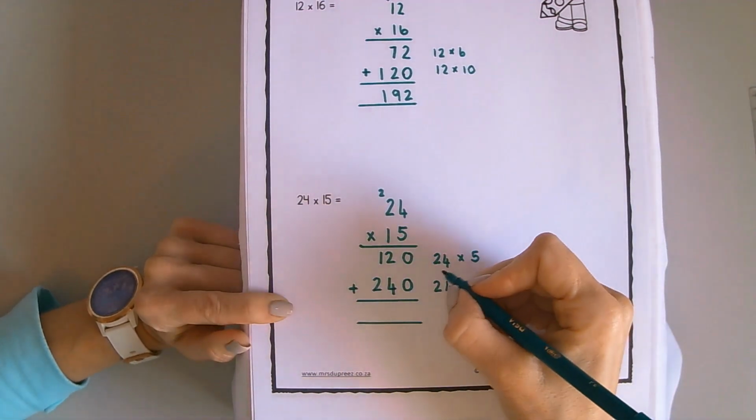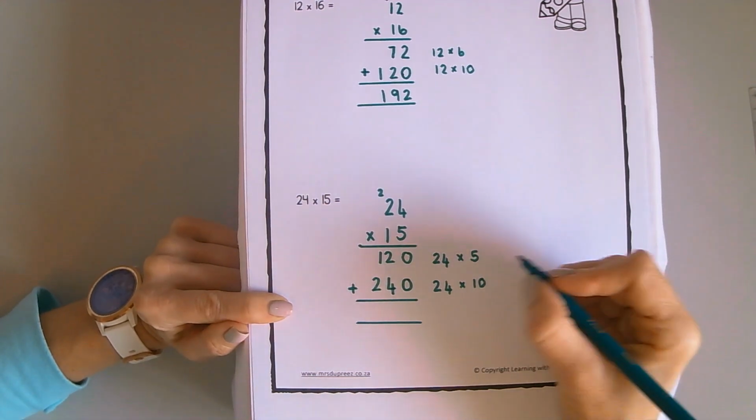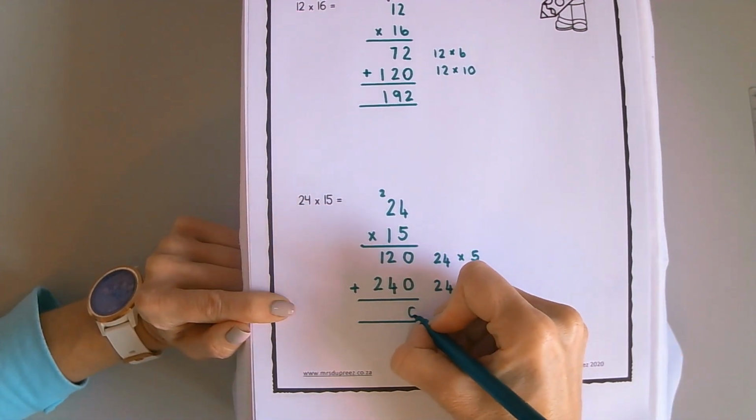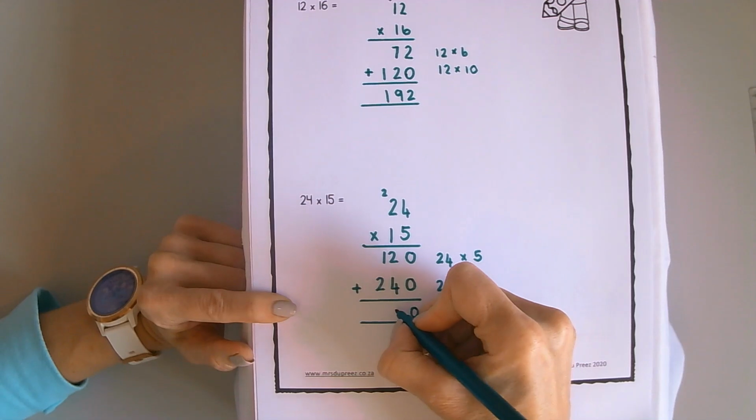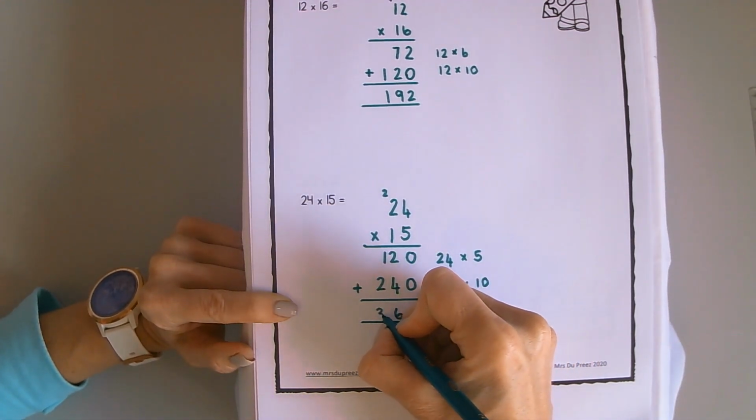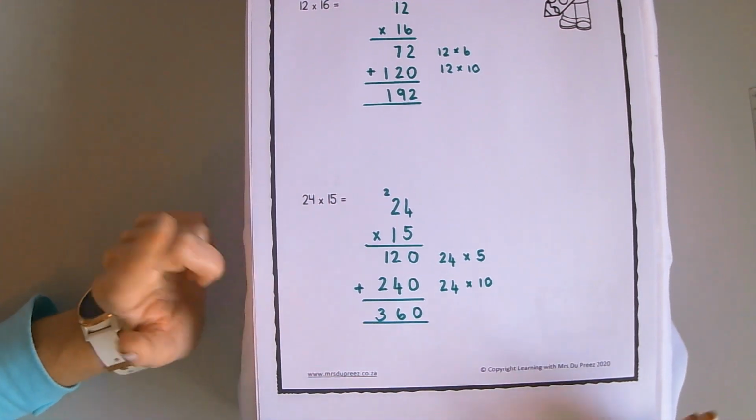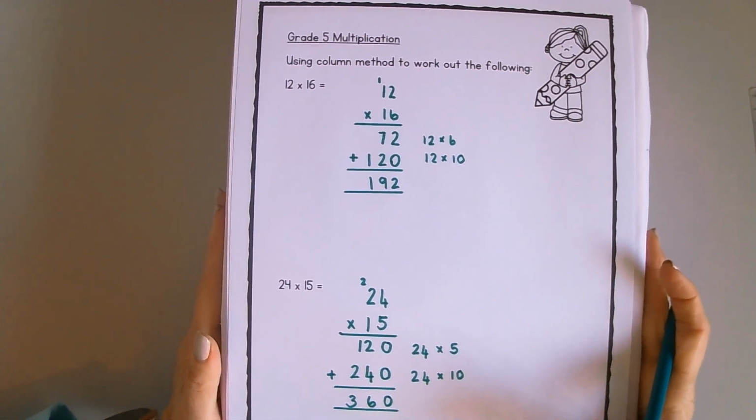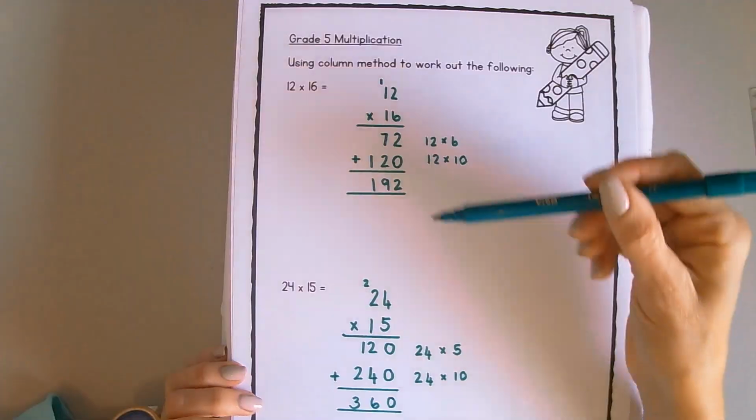And now all you're going to do is add them together. 0 plus 0 is a 0. 2 plus 4 is 6. And 1 and 2 is 3. And that is your final answer. So now this is called the column method, okay? So we've got it there.